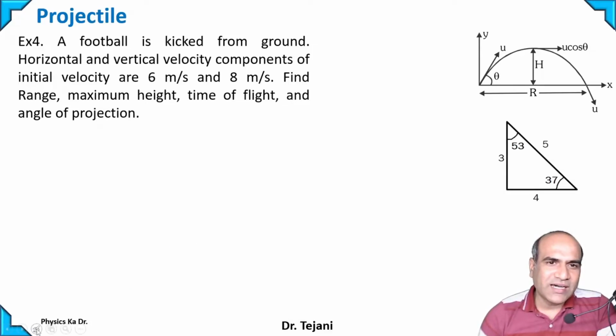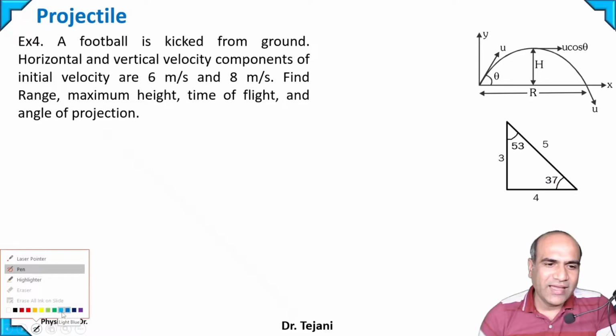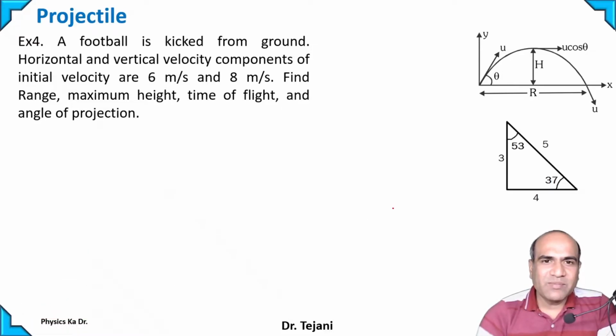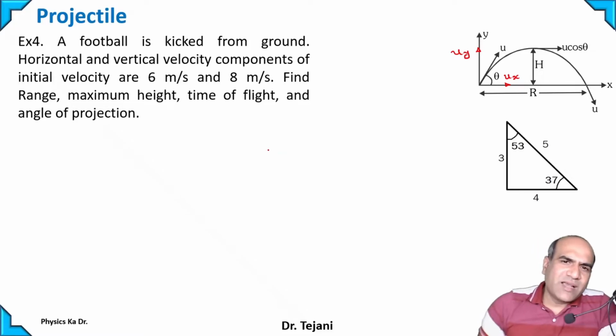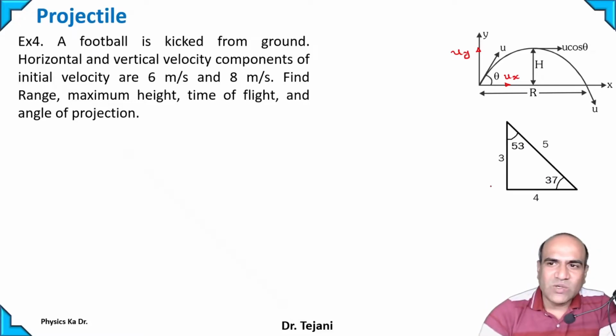Initial velocities are 6 meter per second and 8 meter per second. So here the horizontal component u x is given and the vertical component u y is given. 6 meter per second and 8 meter per second are given. So horizontal is 6 and vertical is 8 meter per second. Find the range, maximum height, and time of flight.